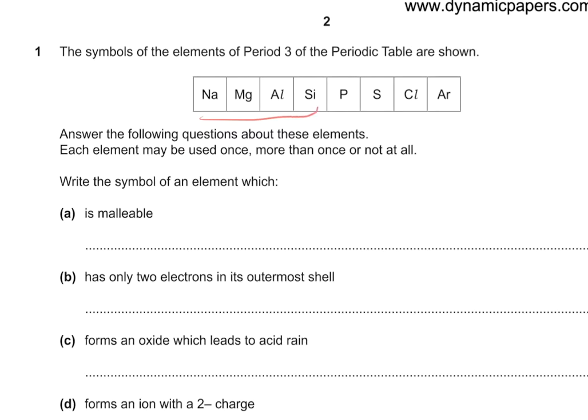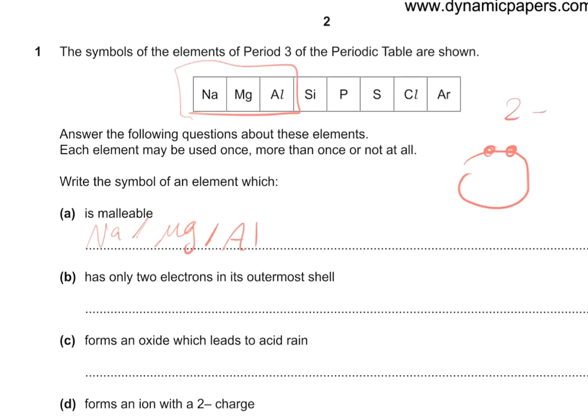So these are the only metals, and the only elements that can be shaped. So it's either sodium, magnesium, or aluminum. They all work. Question B has only 2 electrons in the outermost shell. So the structure of this element should look something like this, which therefore would form a 2+ charge. And we know that the only element that would form a 2+ charge would be magnesium.